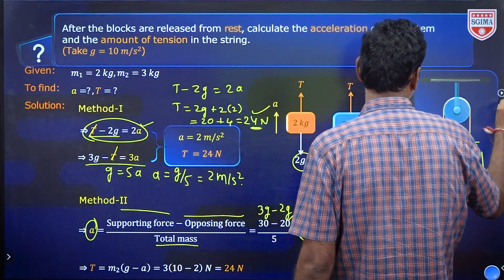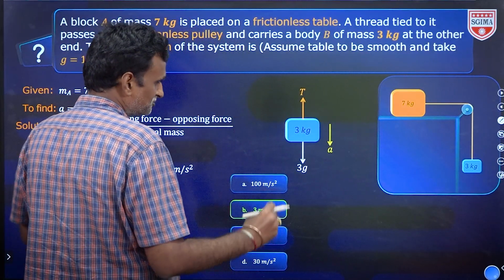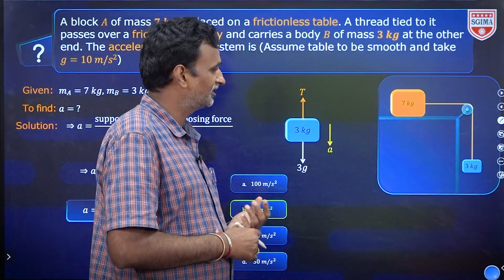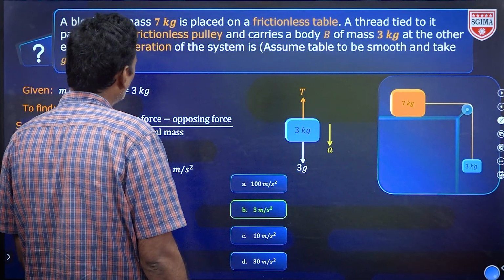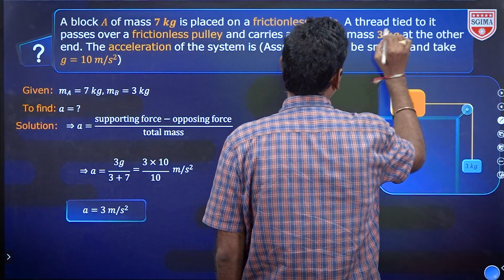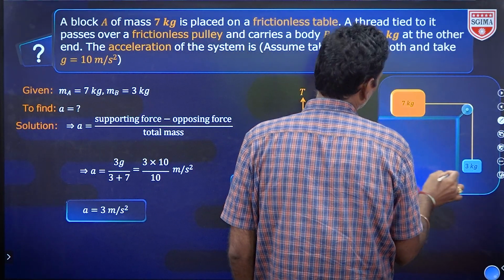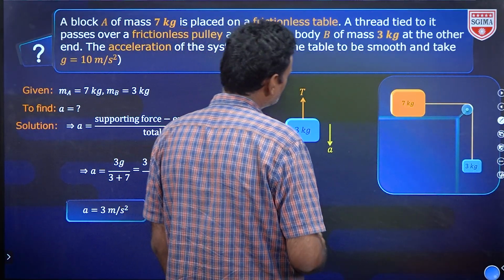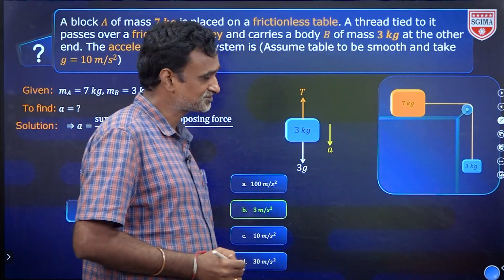Next, here is a small modification in the concept, that is one block is placed on the table, one is hanging in the air. So here a block A of mass 7 kg is placed on the frictionless table, means smooth table, a thread is tied to it and passes over a frictionless pulley and carries a body B of mass 3 kg at the other end. Find the acceleration of the system, assume the table to be smooth and take g equal to 10 meter per second square.